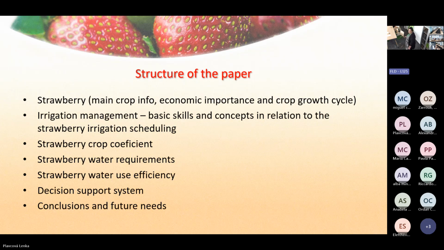The most important maybe is not, but for me, because I did my master thesis on crop coefficient, it's the information about crop coefficient and how it changes from FAO 56 and how it could be improved. Then about strawberry water use efficiency and a new approach with the decision support system.